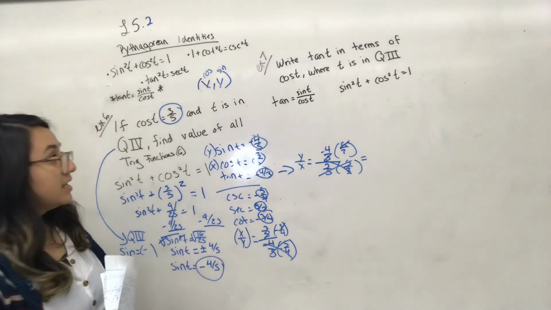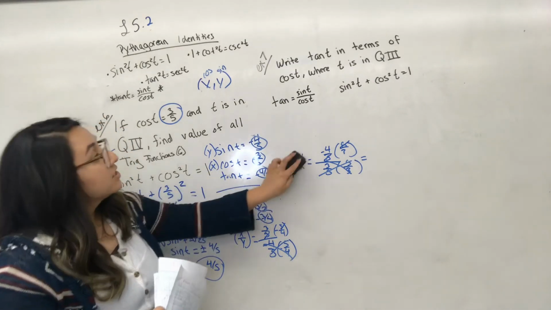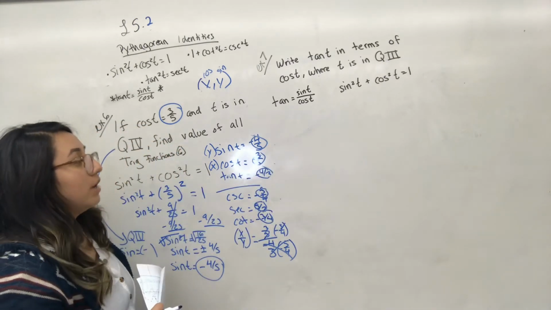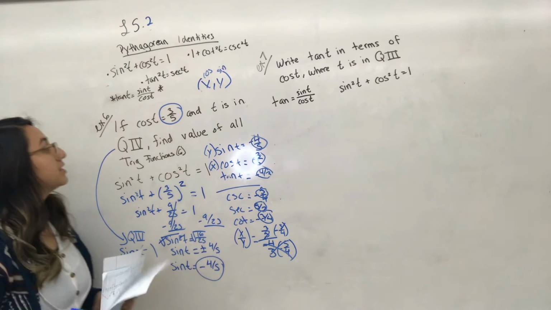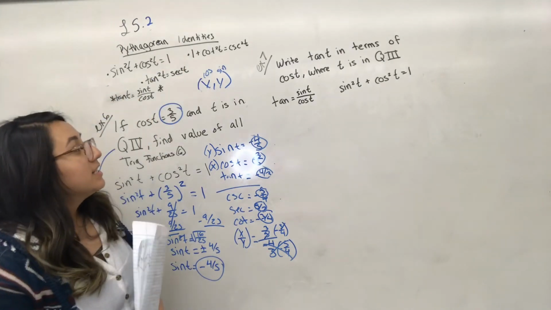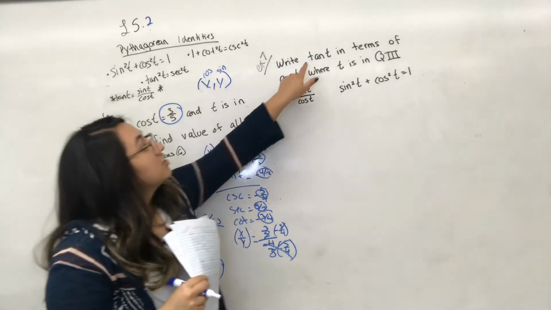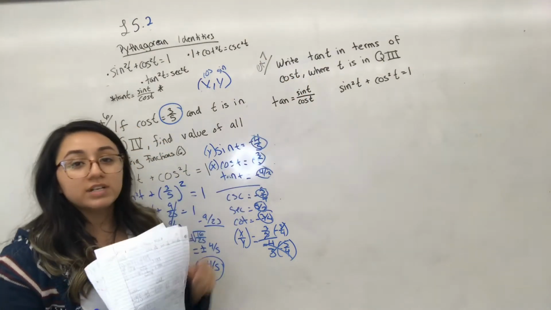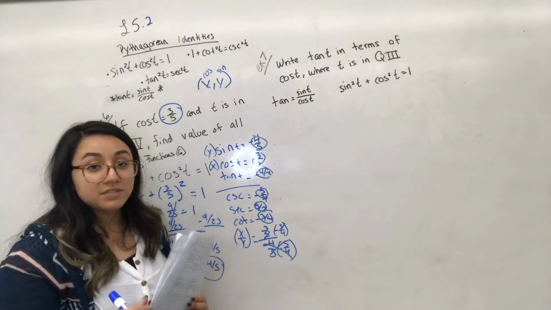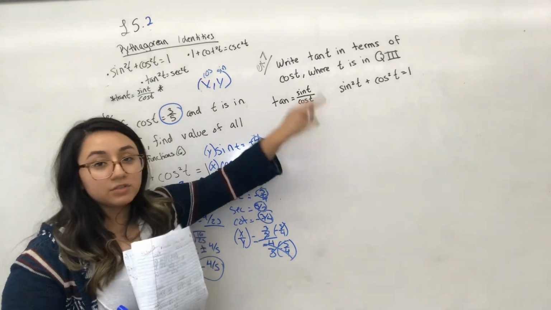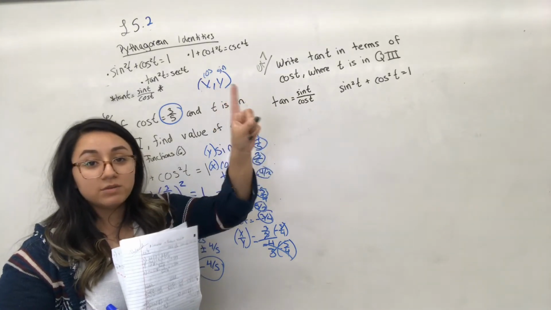Example 7. So example 7 says write tangent of t in terms of cosine of t where t is in quadrant 3. Here is where we start using these fancy identities. Here, they want tangent in terms of cosine, meaning they only want cosine for the definition. If you look here, tangent is equal to sine divided by cosine. There's two things going on. They only want one thing, which is cosine.